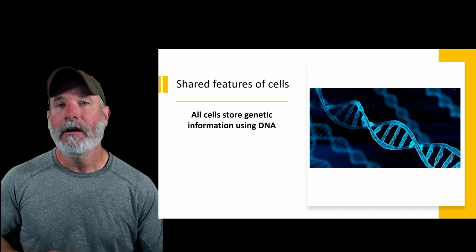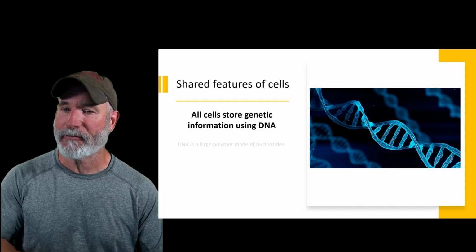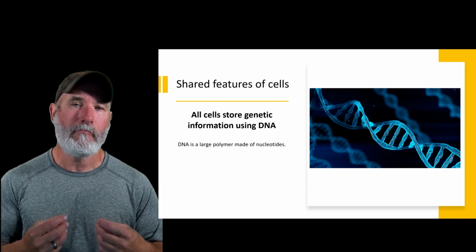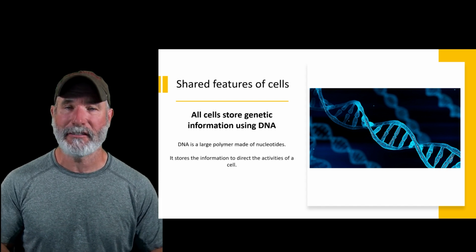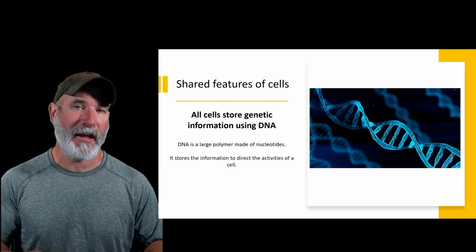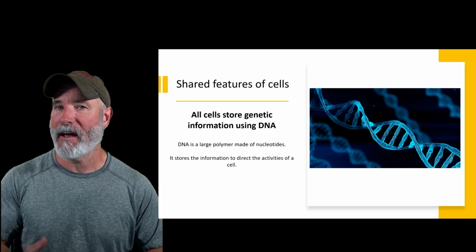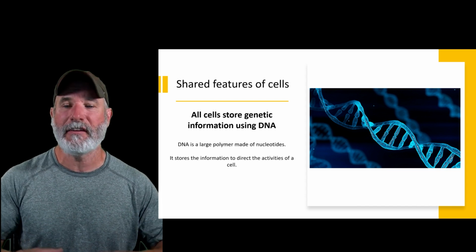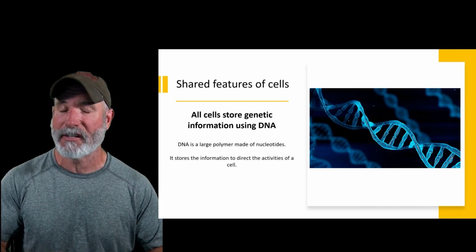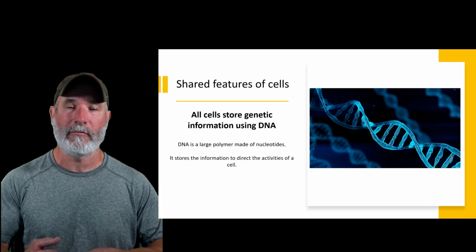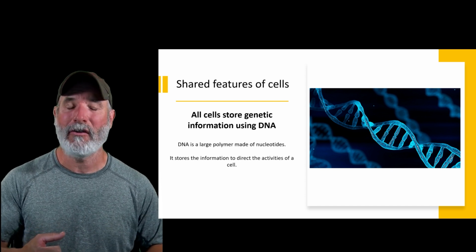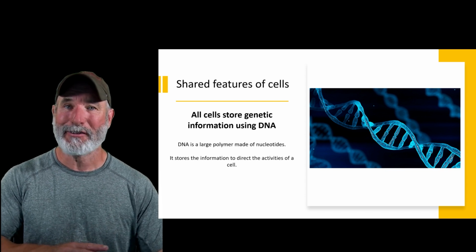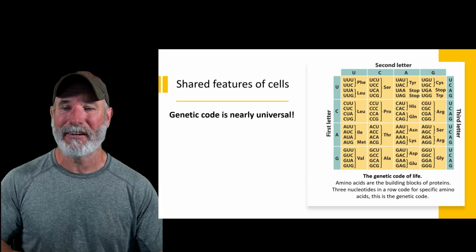Okay, all cells store information, specifically genetic information, in our DNA. And our DNA is a large polymer, and it's made up of nucleotides. And all life uses the same four nucleotides: adenine, thymine, guanine, and cytosine. And it's that information that's stored in the DNA that directs all these activities of the cell. And that could be anywhere from growth, reproduction, maintaining homeostasis, or responding to the environment. So there's lots that are happening inside of these cells.